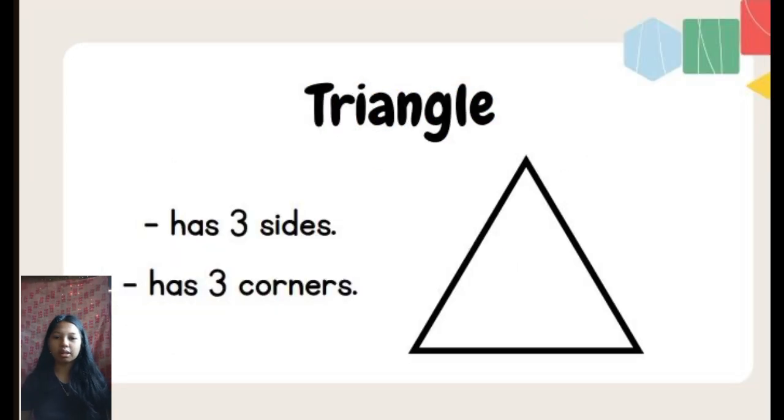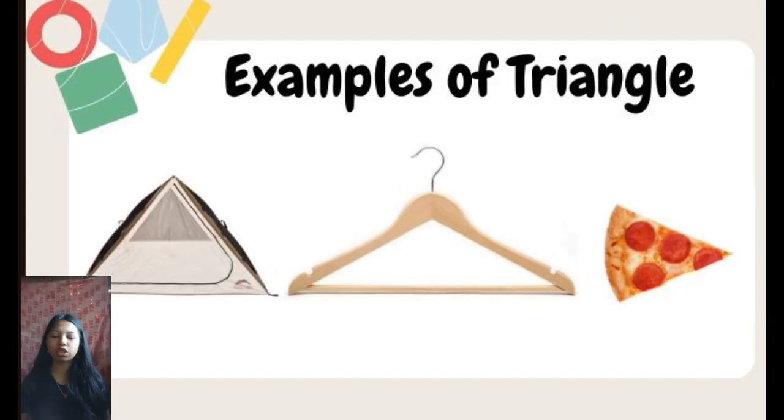The next example is a triangle. A triangle has three straight sides and three corners. Here are the examples of a triangle. As you can see, there are pizza, a tent, and a hanger.